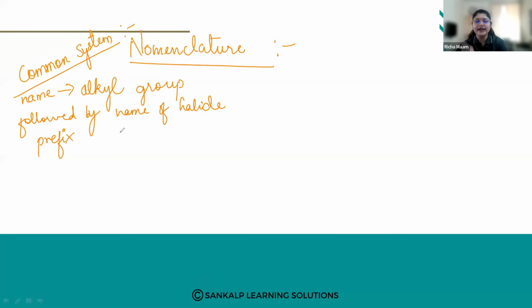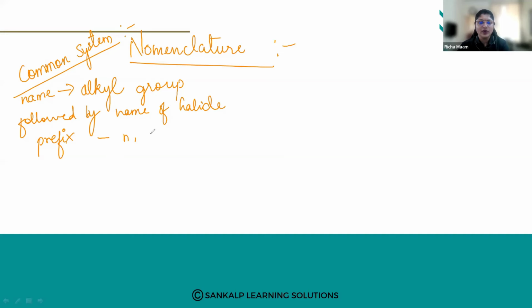The word which is added before the name. Prefix means you add it before the name. Have you put Miss, Mr, like that? So that way you can keep in mind. So what is prefix? You add it before the name of the compound. So what are the prefixes used?